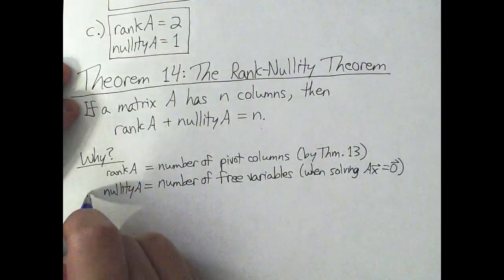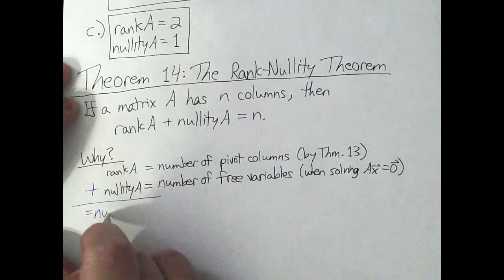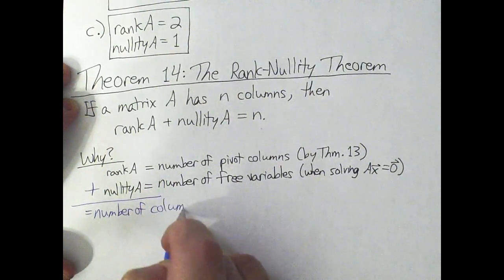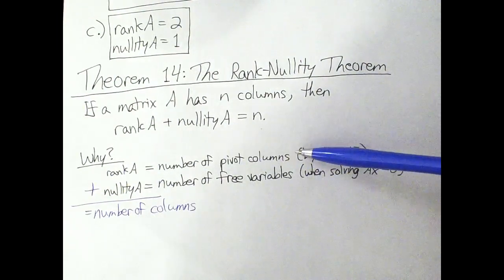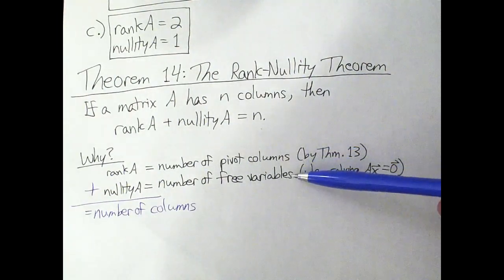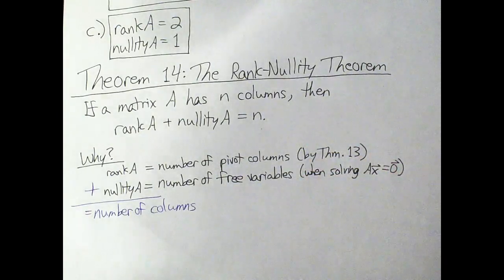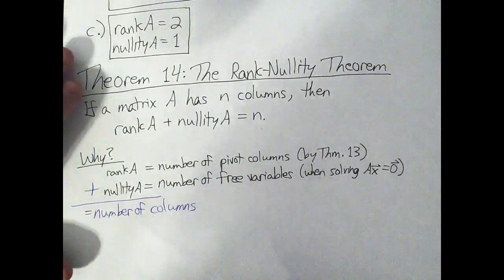Add these together, and what do you get? The rank plus the nullity equals the number of columns, because every column is going to either be a pivot column or a free variable. So when you add them all up, you have all columns. That's not a very rigorous proof. That's not even a nice way to write a proof, but that's a rough idea of why.